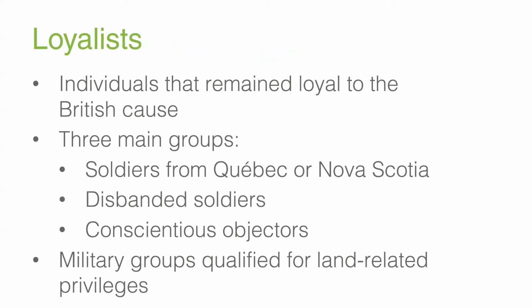They were soldiers. There's three main groups: soldiers who came from Quebec or Nova Scotia, and there's also disbanded soldiers of the British Regular Army and Auxiliary German Mercenary Corps. There are some soldiers basically that stayed in Canada that qualified as a loyalist. And then there were also these conscientious objectors, such as Mennonites and Quakers, who supported the British in different ways, but they refused to take up arms for religious reasons. Many of these loyalists still were given some land-related privileges in the records. However, they weren't referred to as official United Empire loyalists. So that's just something to keep in mind.